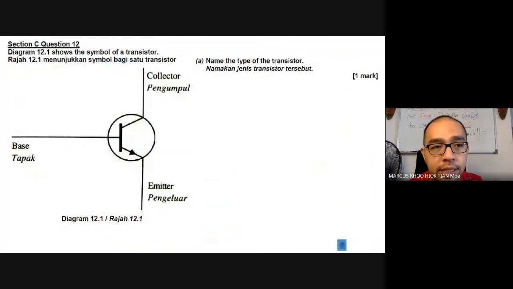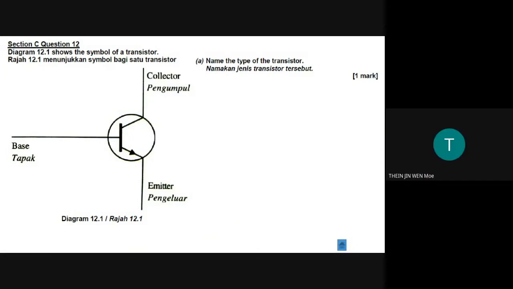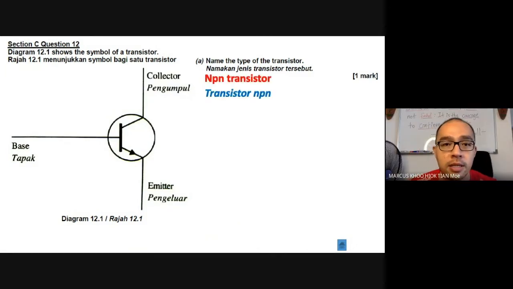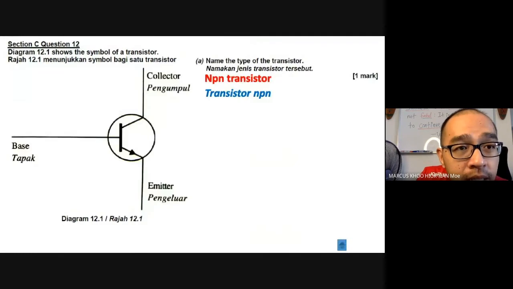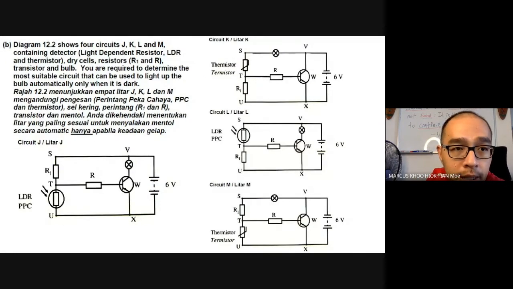All right, section C, question 12. Let's talk about the type of transistor. Next person, please. Npn transistor. All right, Npn transistor. Annie has it easy. Oh, this is section C. This shouldn't be section C. This is section B because we have to make another choice.